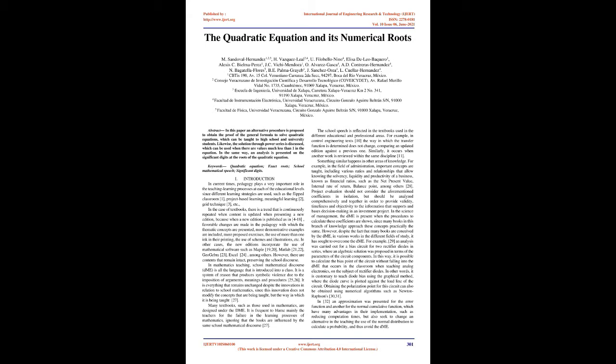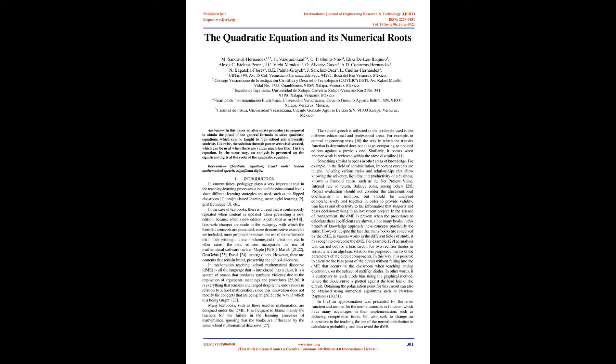11. Something similar happens in other areas of knowledge. For example, in the field of administration, important concepts are taught, including various ratios and relationships that allow knowing the solvency, liquidity, and productivity of a business, known as financial ratios, such as the net present value, internal rate of return, balance point, among others. 28. Project evaluation should not consider the aforementioned coefficients in isolation, but should be analyzed comprehensively and together in order to provide validity, timeliness, and objectivity to the information that supports and bases decision-making in an investment project. In the science of management, the DME is present when the procedures to calculate these coefficients are shown, since many books in this branch of knowledge approach these concepts practically the same.